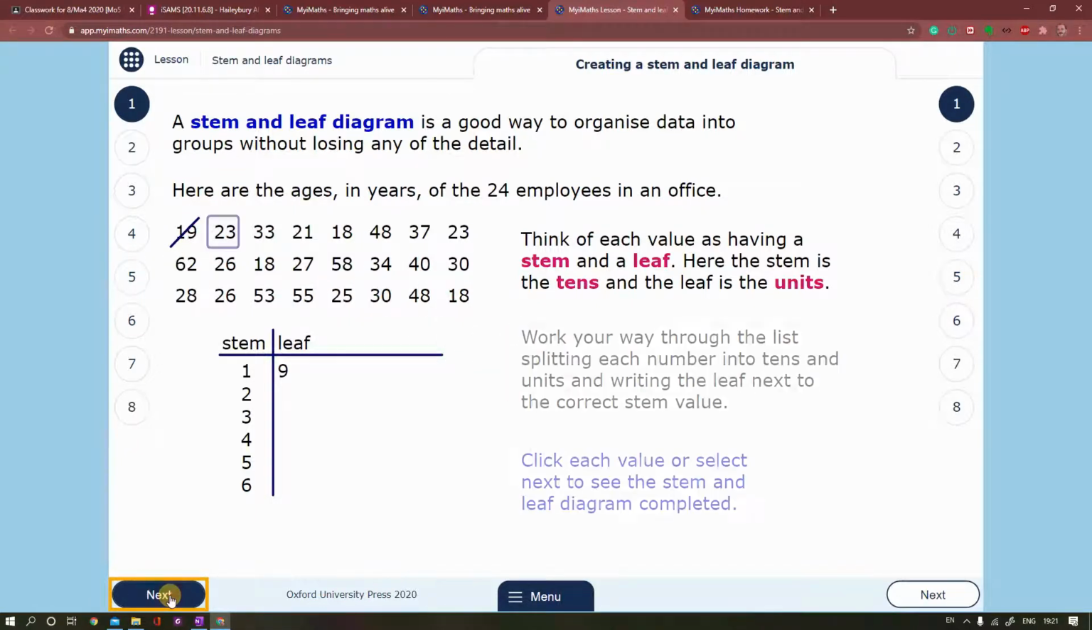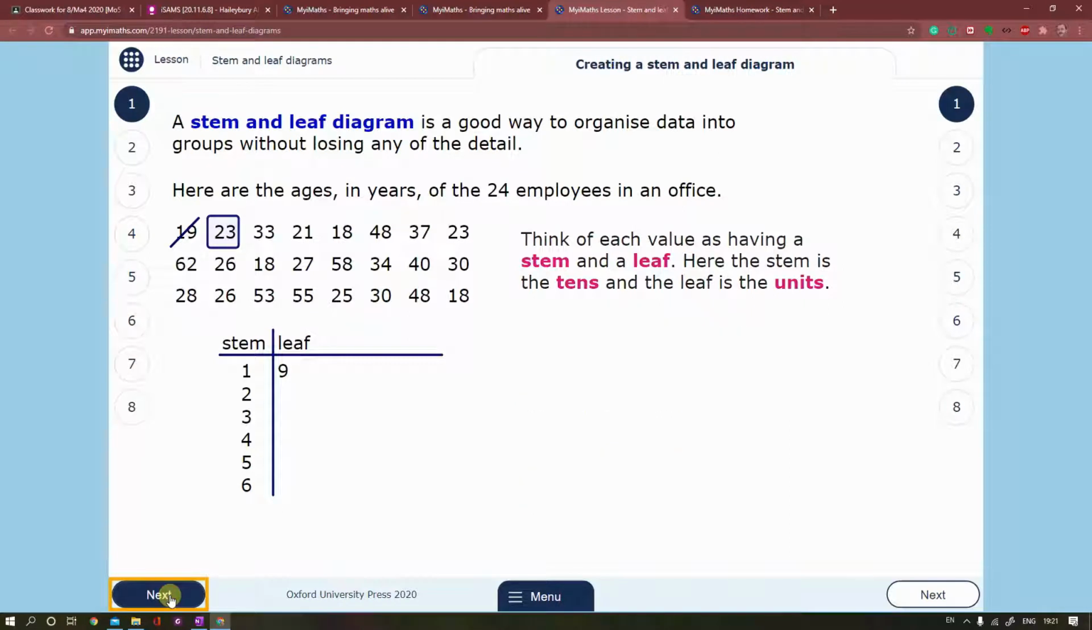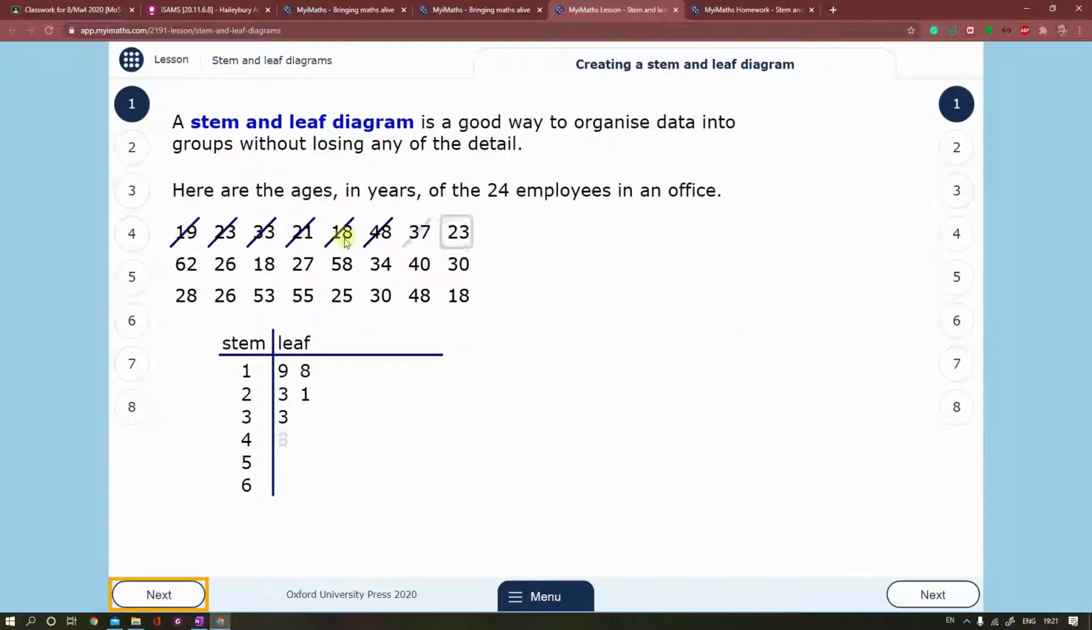Do the same thing for the next one, the 23. Stem value is 2, the leaf was 3. Next one, 33, stem was 3, leaf was 3. So on the 3 line, we put a 30. 30, stem value is 3, but we put a 0 in to replace that number. 48, we put a stem value of 40, and we put an 8 in at the end.